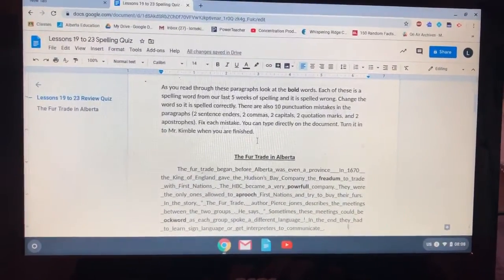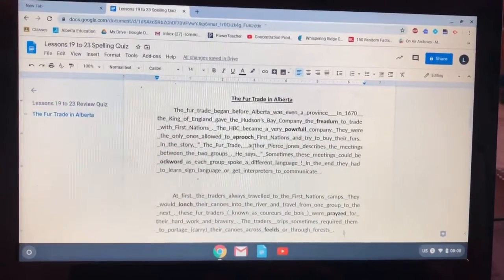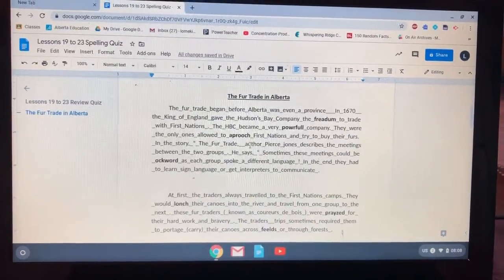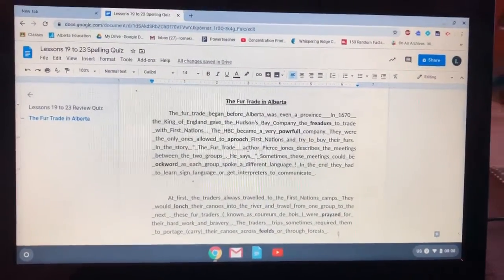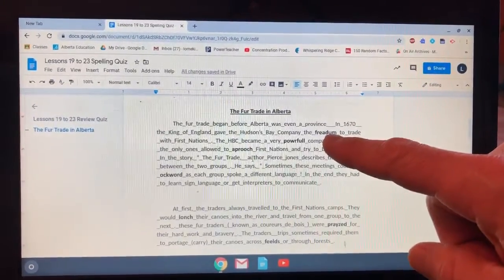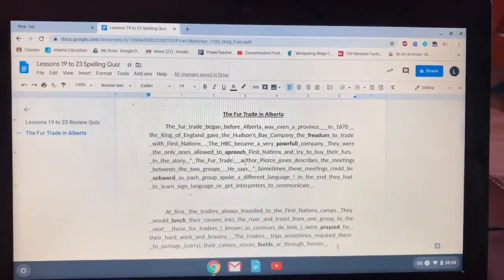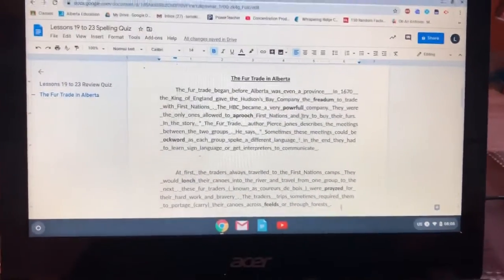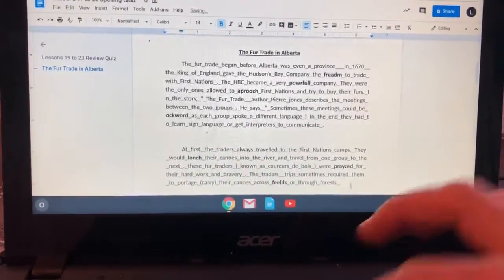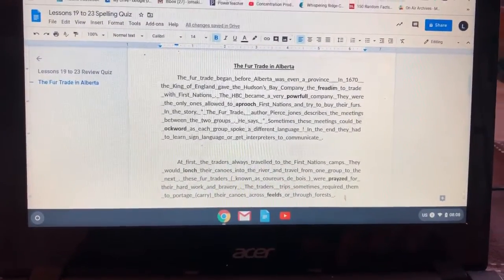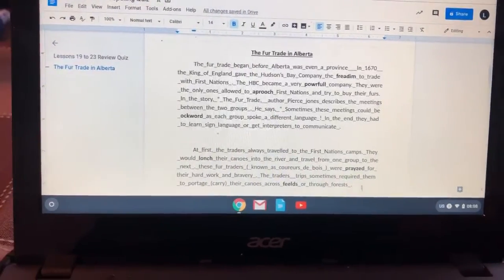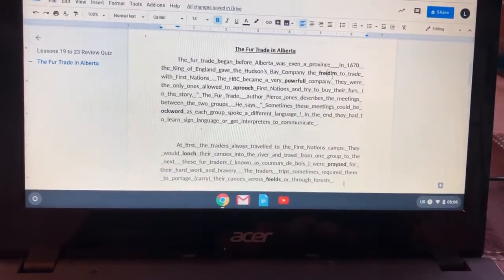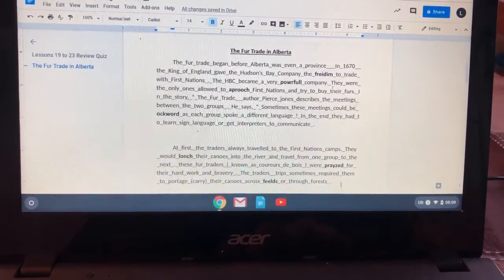You can see it says, the fur trade in Alberta. The fur trade began before Alberta was even a province. In 1670, the King of England gave the Hudson's Bay Company the freedom. Now, you see the word freedom here. That's bold, and it's spelled wrong. What I would want you to do is go in and change it so that it's spelled correctly. Say you thought freedom was spelled with an I, Mr. Kimball, and this should also be an I. Say that's how you thought freedom was spelled. Change it so it's spelled the way you think is correct.